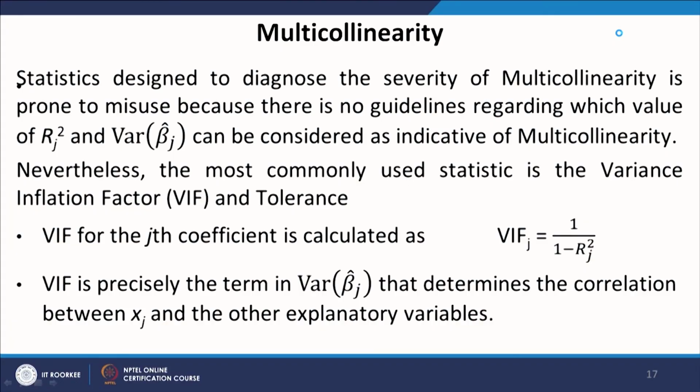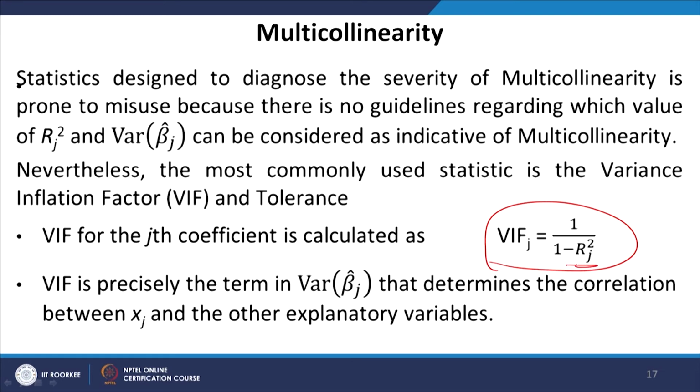Statistics designed to diagnose the severity of multicollinearity are prone to misuse because there are no guidelines regarding which value of R_j squared or variance of beta_j hat can be considered indicative of multicollinearity. Nevertheless, the most commonly used statistics are the variance inflation factor and tolerance. Tolerance is just the reciprocal of VIF. So, VIF for the jth coefficient is calculated as 1 upon 1 minus R_j squared.